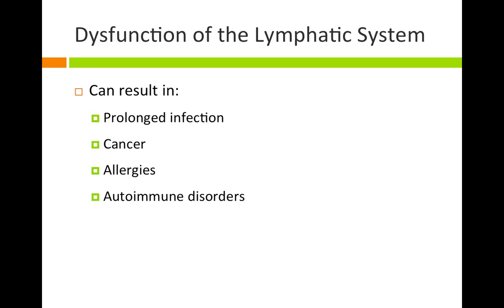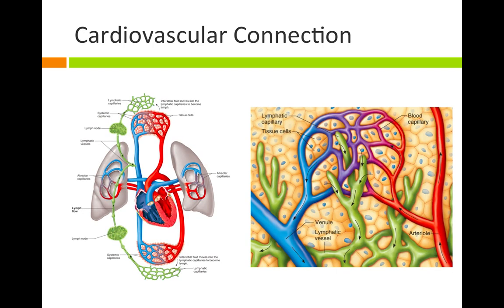If you have dysfunction in your lymphatic system, if your lymphatic system is not working correctly, you can have different problems. You can have an infection that becomes chronic, goes on for a long time. Cancer can also be a dysfunction. You can have allergies and you can have autoimmune disorders. We'll talk more about allergies and autoimmune disorders later on in the unit.